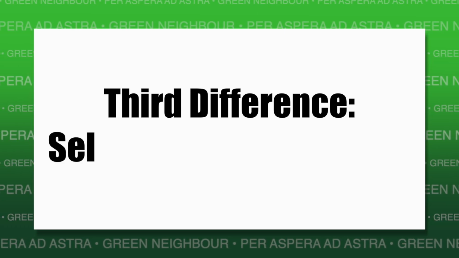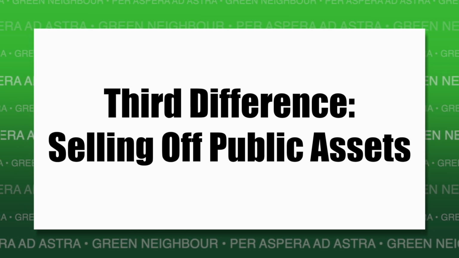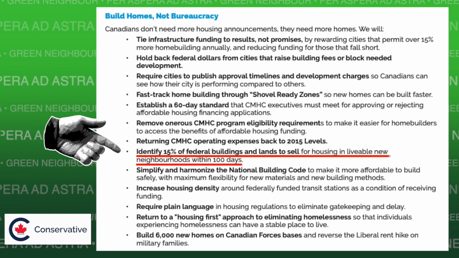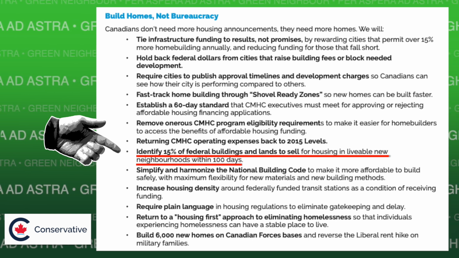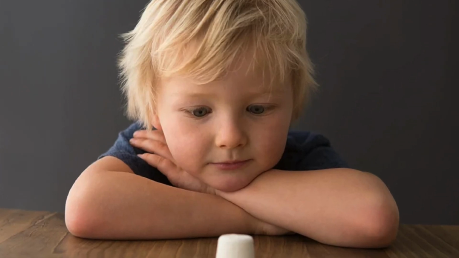Third difference, selling off public assets. The Conservative Housing Plan states that it will identify 15% of federal buildings and lands to sell for housing in livable new neighborhoods. They also say they will do this within 100 days. Such privatization or sale of government assets, often referred to as asset recycling, is a plan to essentially fail the marshmallow test. You know that test where you can eat one marshmallow now, or you can wait and receive more marshmallows later.